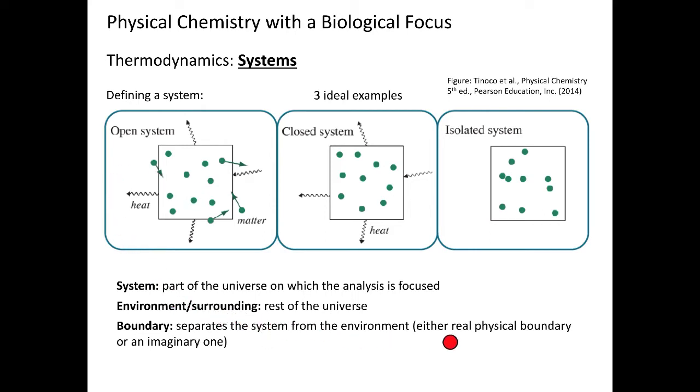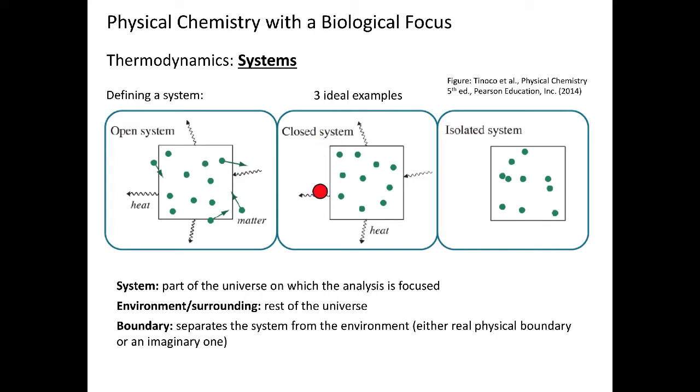And that boundary can actually be a real physical boundary, or it can be something totally imaginary, like we find here in this open system. We see that molecules can enter the system and exit the system, so there's no real physical boundary around it. And the system can also exchange heat and matter with the environment. So this is an open system.